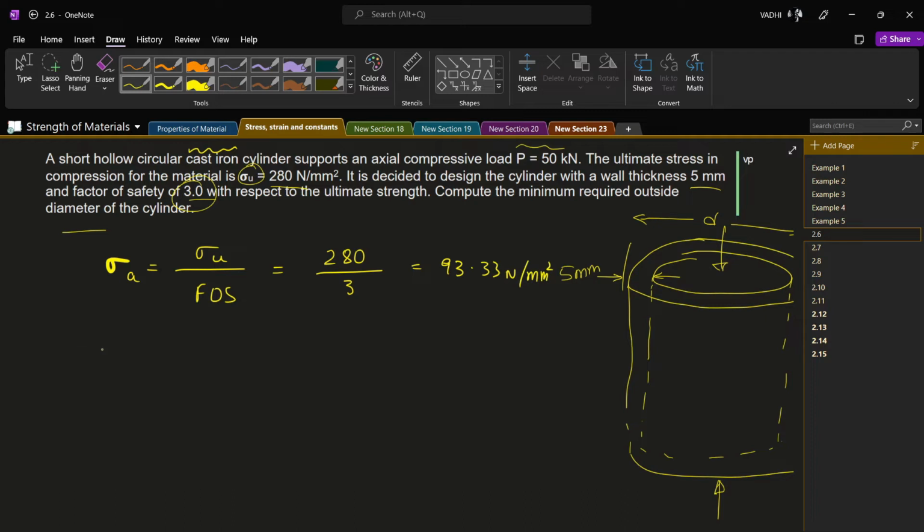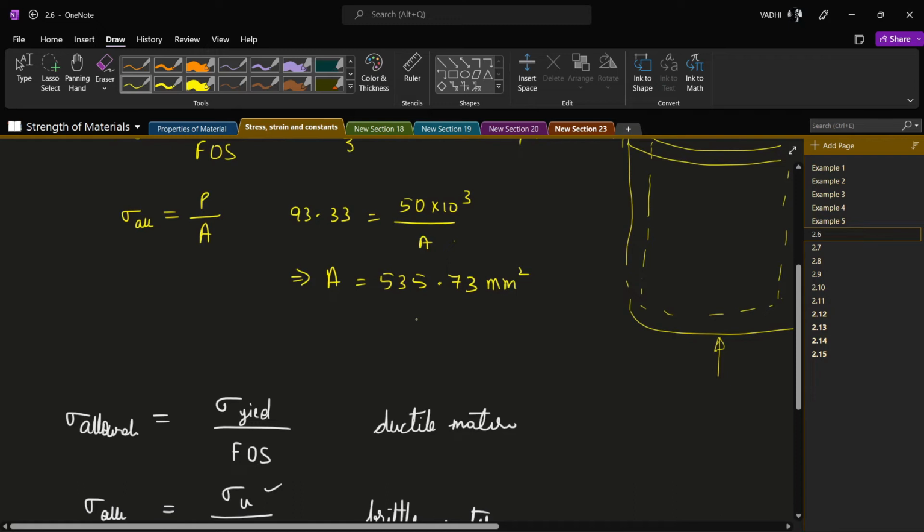Okay, so now sigma allowable. So what does that give? Sigma allowable is given by the total compressive load divided by the cross-sectional area, right? So I'll calculate the cross-sectional area now. I'll substitute this. 93.33 is equal to the compressive load, 50 into 10 to the power of 3, divided by the cross-sectional area. So after simplifying this, the cross-sectional area would be equal to 535.73 mm square. Right, so now I'll have to calculate what is this cross-sectional area.